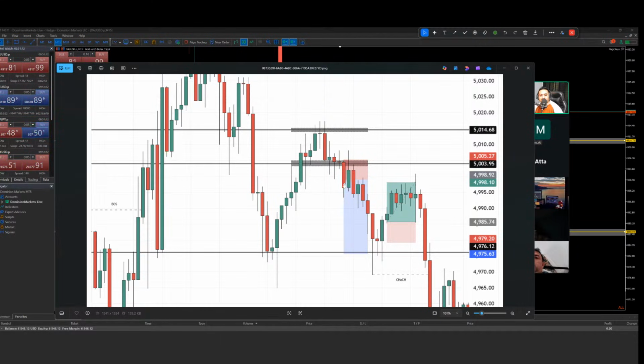Even this candle closed far away from this support area, and this candle went up and hit your SL. Look at this one.